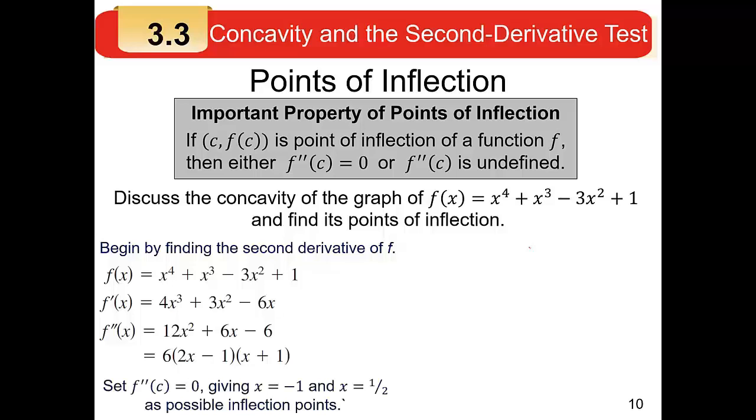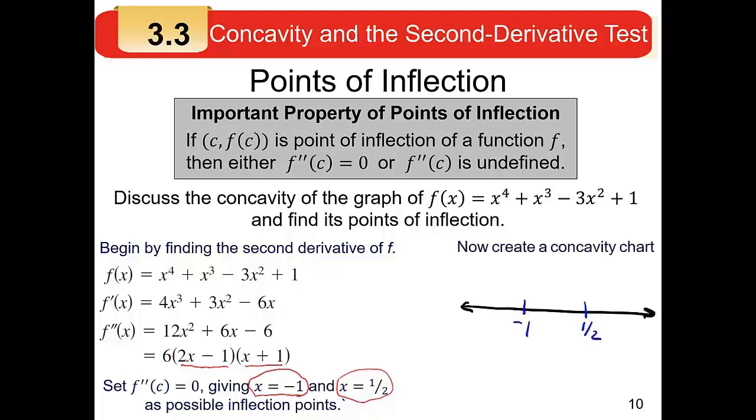If you set the second derivative equal to 0 now, since you've already got it factored, you can see that there are only two places that you're going to get a 0. That's when the 2x minus 1 is 0, and that gives you an answer of x equal to 1/2. And then when x plus 1 equals 0, the other one is x equal to, excuse me, x equal to minus 1. So that tells you how to create your concavity chart.